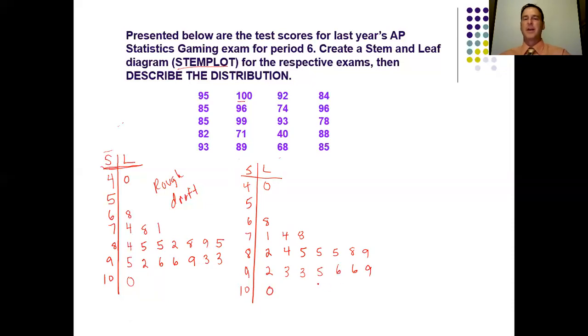Okay, so that is a pretty darn good looking stem plot. And there's only one more thing I'm going to put, and that is a key, so that people know what I'm talking about in context. And I'm just going to pick one of these numbers. I'm going to pick 74. And 74 is represented by 7 bar 4. So when I see something like this, I know what it means.